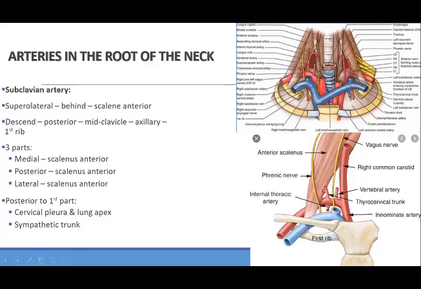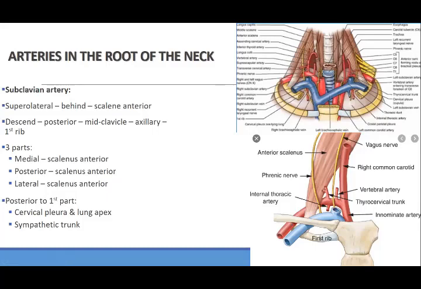Here the clavicle has been lifted and removed in the picture. So it is passing behind the clavicle. At what place? About the midpoint of the clavicle, posterior to the middle of the clavicle. This subclavian artery leaves the neck and enters into the arm. At what level? The outer border of the first rib. Look here, the subclavian emerging from the lateral border of the scalenus anterior muscle, passing behind the middle of the clavicle, and at the outer border of the first rib, this is the first rib, the name of the subclavian artery changes to axillary artery.